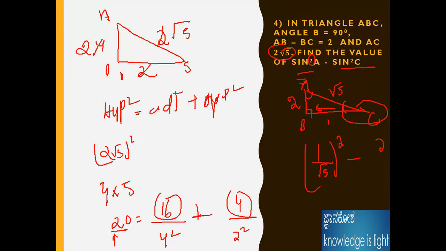Then I need the opposite one, that's what 2 is the thing here, 2 divided by root 5 the whole square. Now find 1. Anyway, root 5 is the common thing, LCM, 1 minus 4 is the thing. Therefore the answer is minus 3 by 5 for this question, okay.